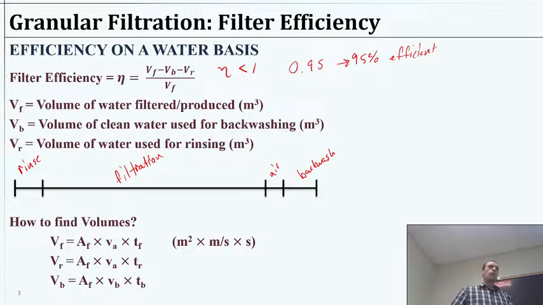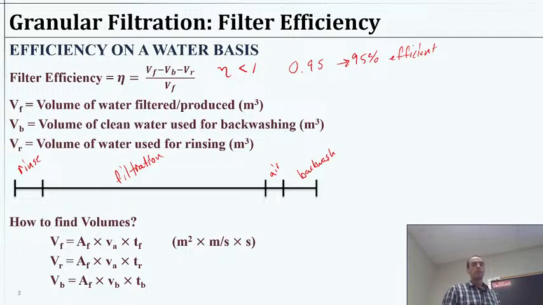Okay, so then the question might become, well, how do we find the amount of volume that we actually used or produced? And that's going to be kind of on the basis of our loading rates or our backflushing rates and the area of a given filter. So rather than just telling you, oh, we filtered 300 cubic meters of water, really you'll be dealing with something like, oh, our loading rate during filtration was 10 liters per second, or whatever, per square meter. And then you find a volume by calculating.